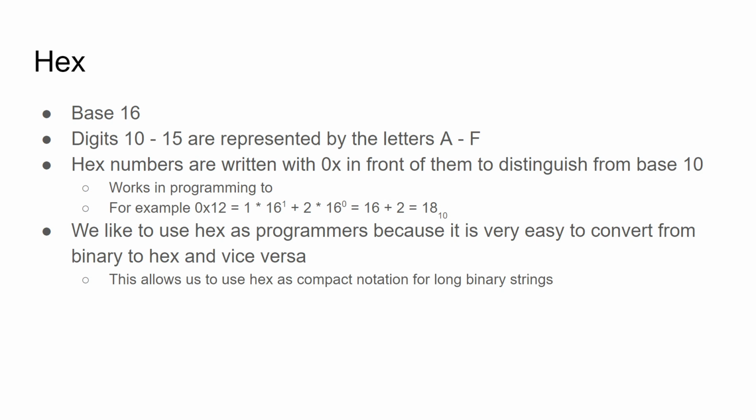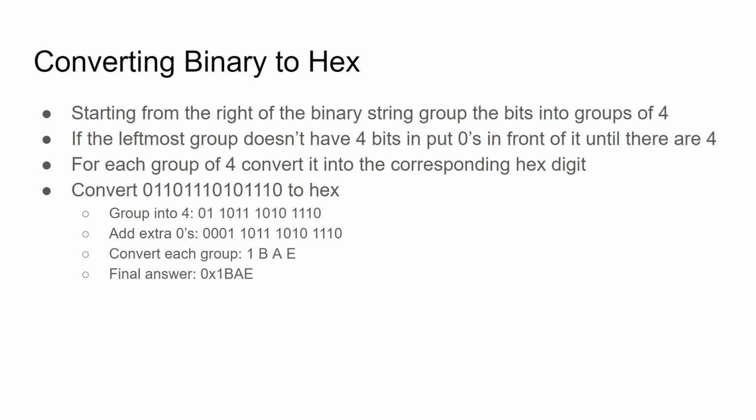We like to use hex as programmers because it's really easy to convert from hex to binary and vice versa. And this allows us to write really long binary strings in about a quarter of the amount of space. This is because every hex digit is worth 4 bits. Why do you think a hex digit is worth 4 bits? 16, right? And 16 is 2 to the 4. So every hex digit ends up being worth 4 bits.